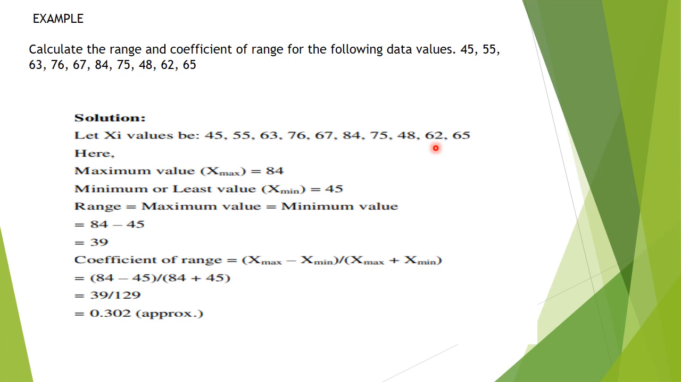Now find the coefficient of range. We will apply the formula of coefficient of range, x maximum minus x minimum upon x maximum plus x minimum. We will put all these values in this formula, and with the help of a calculator we will do all these calculations and we will get the answer 0.302.